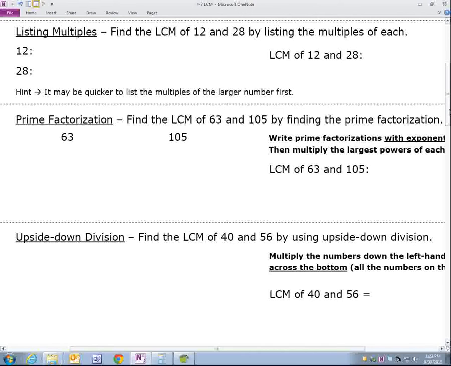Listing multiples. Find the LCM of 12 and 28 by listing multiples of each. It is going to be definitely quicker for you guys to list the bigger one first, because you guys are familiar with multiples. So all I'm going to do is just add 28 by 28 again. So I have 28, 56, 84, 112. Okay, do you see any of those that are a multiple of 12?